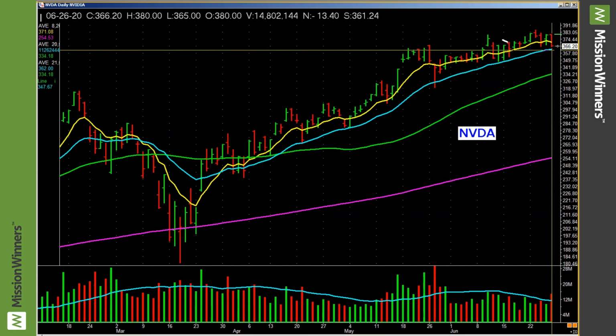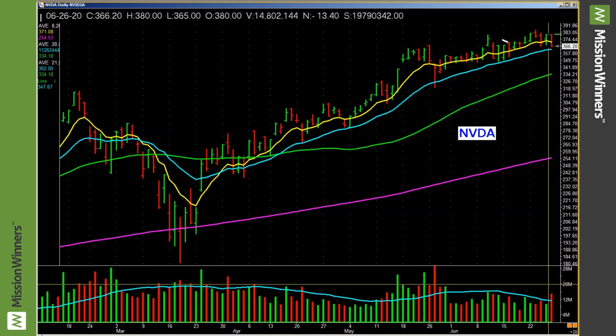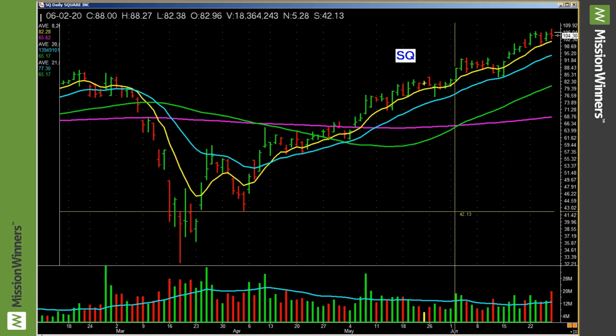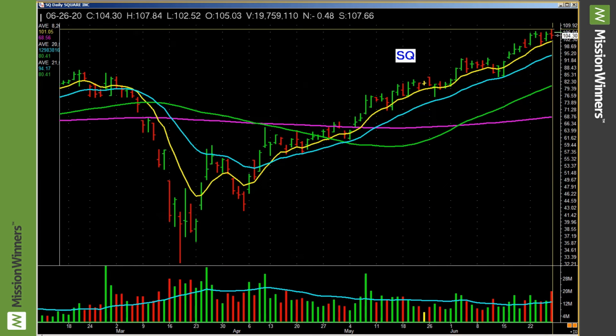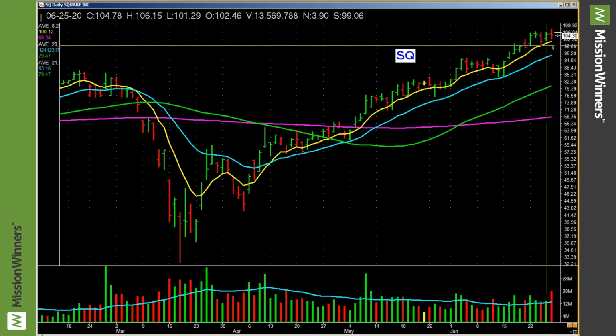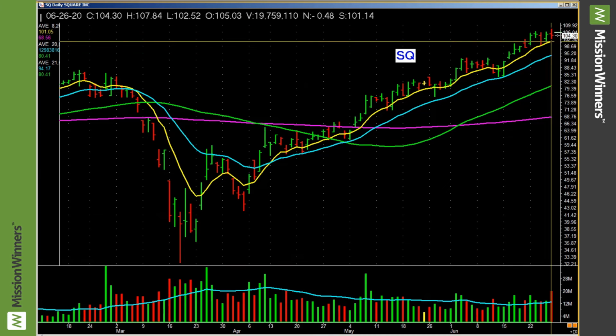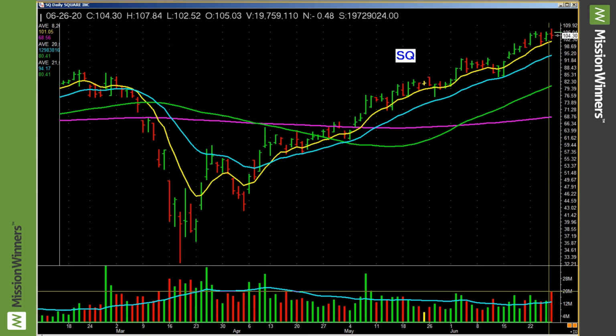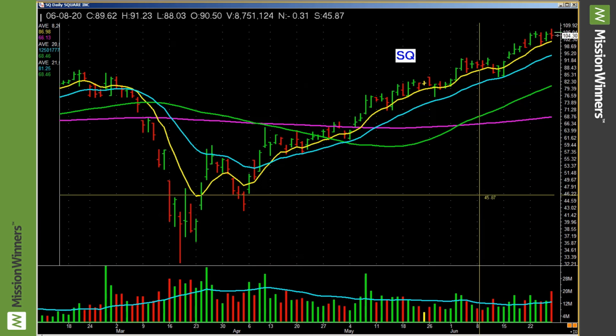Nvidia going sideways. Still above the rising 20, but it did fall on Friday on heavy volume. Square runs up and reverses and closes down, still above the rising 8-day. So that's a sign of strength. But that was some serious selling on Friday. I'm not saying that to irritate you. I'm saying it to point out the relevant information in the chart.